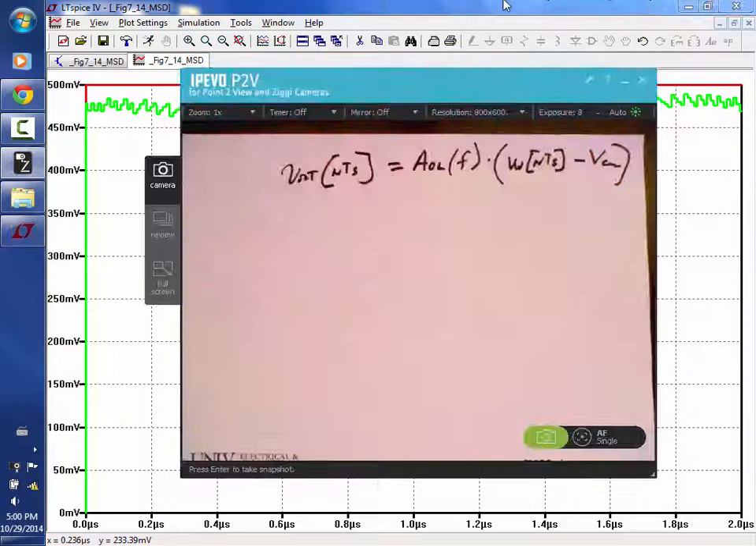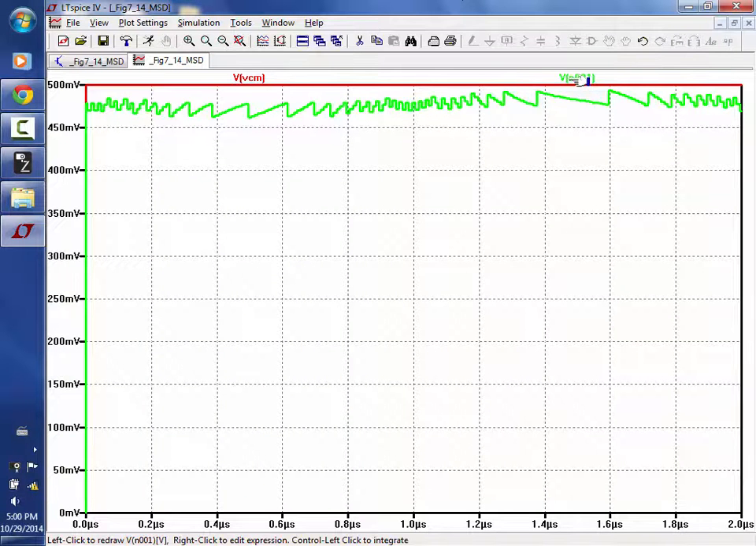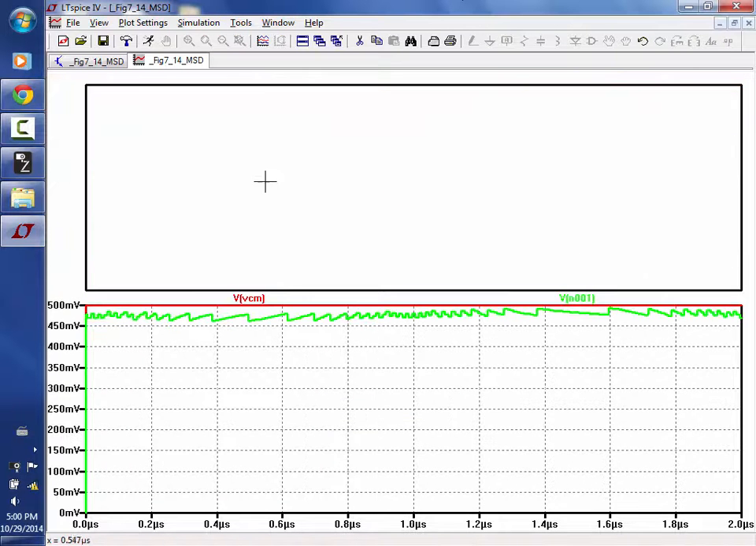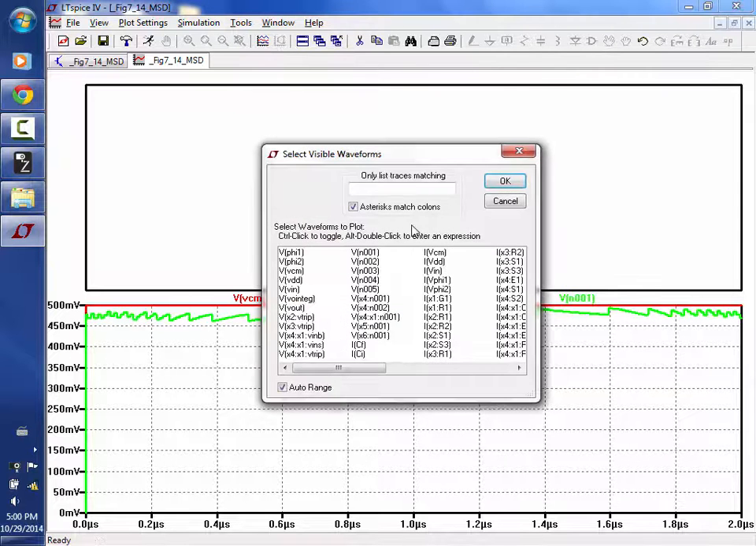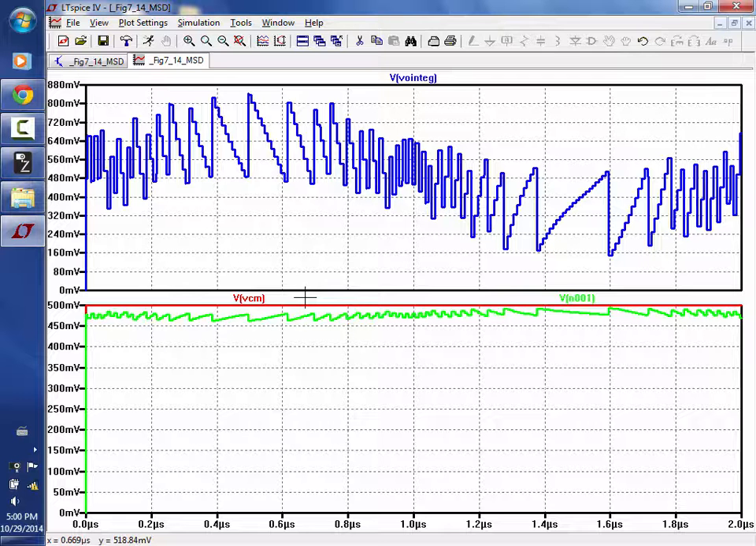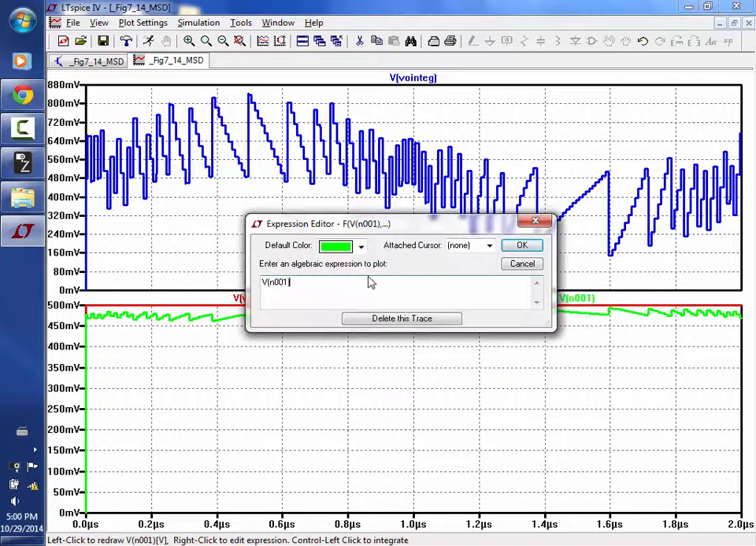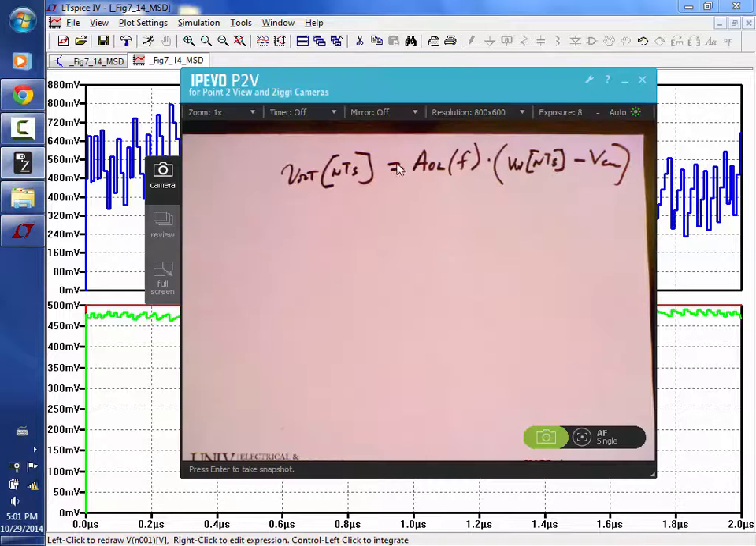Okay, so I go back here and I have the voltage on the inverting input here. Let's add a plot plane. I know what my gain is, so let's plot V out. There's my V out integrator. Let's say this is minus 0.5, and then it's times 22, and see what I get. So does everybody understand this? What I just wrote is this right here.